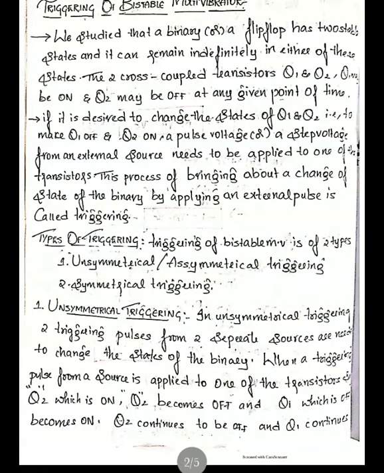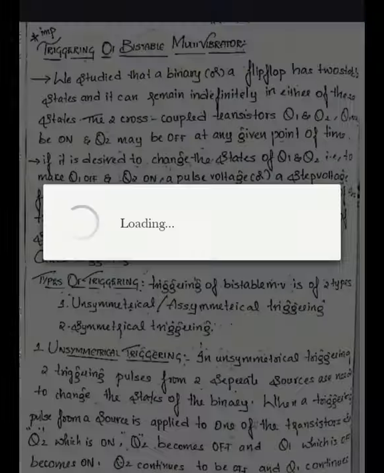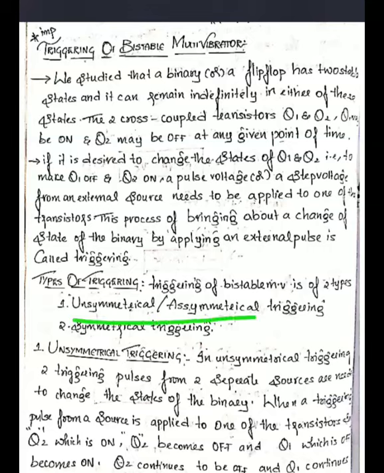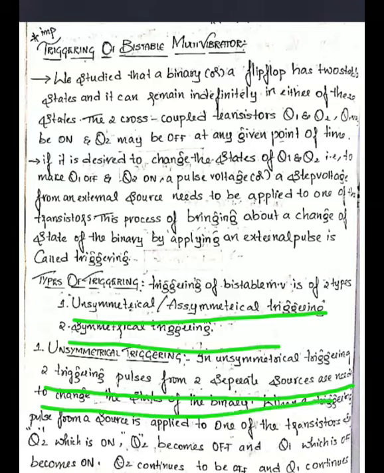Similarly, the classifications of the triggering circuits. The triggering circuits are classified into two types: one is the unsymmetrical triggering circuit, the second is the symmetrical triggering circuit. What is the fundamental difference between unsymmetrical and symmetrical triggering? Unsymmetrical triggering requires two trigger pulses from two separate sources to change the state of the binary. Unsymmetrical means that two triggering pulses from two separate sources are required to change the state of the transistor.